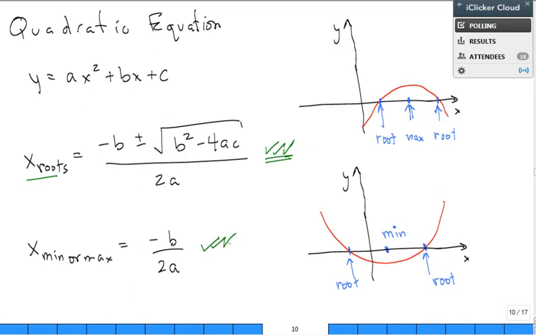A lot of people will forget that minus b over 2a is where the maximum or minimum is. In this case, we're always looking for the maximum because it's concave down. But it could be concave up, and then it would be the location of the minimum, as shown here. So, good review of the quadratic equation.